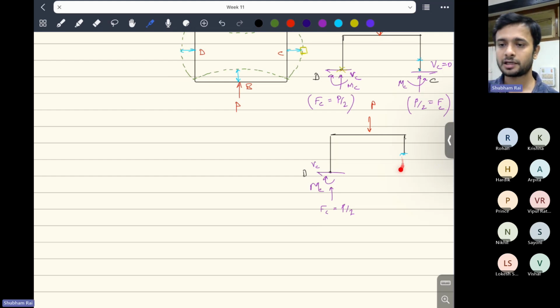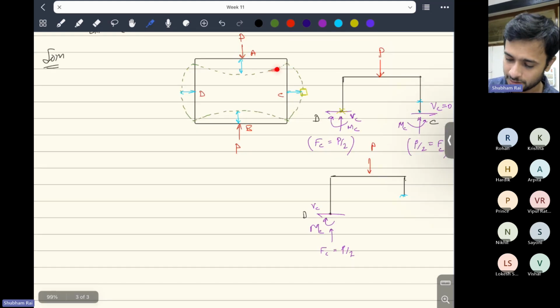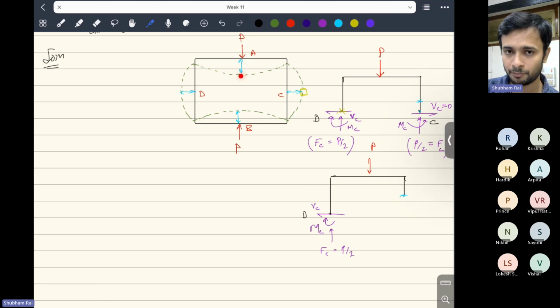While applying the theorem, we will assume that there is a dummy force VC acting, and later on we will substitute it equal to zero to get the displacements. So right now I just want to take this part here. If I draw this part, at this point the slope of the beam will be zero, so it will be something like this.